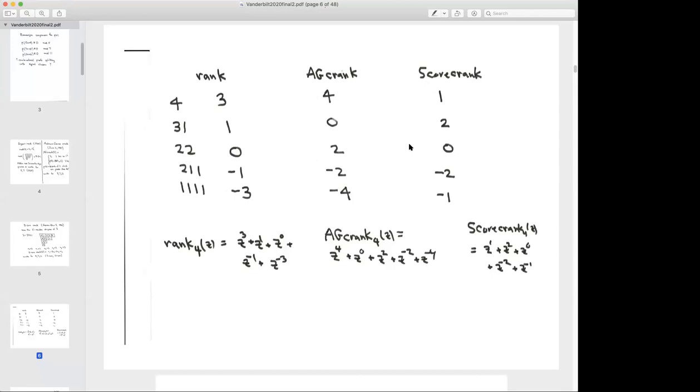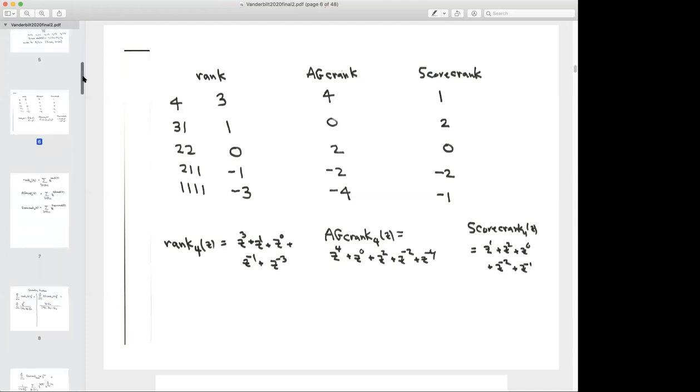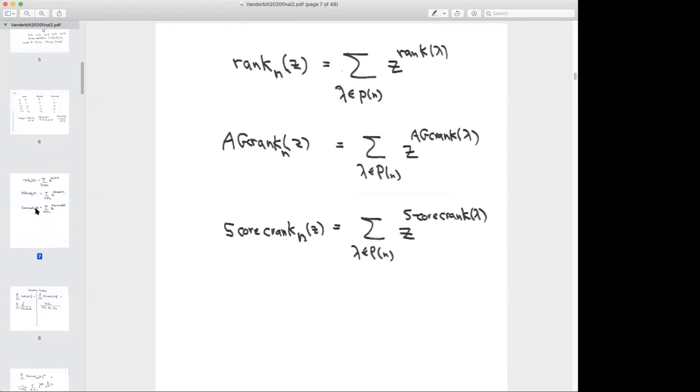They have here these generating functions. I'm going to call this rank sub 4 is the generating function of the rank. Just take z raised to these powers. The generating function with the AG crank, take z raised to these powers, and the 5-core crank is z raised to these powers. These are these polynomials, these 3 different generating functions. So we could do it in general. I call it rank sub n for partitions of n, AG crank, and 5-core crank for these 3 different polynomials.